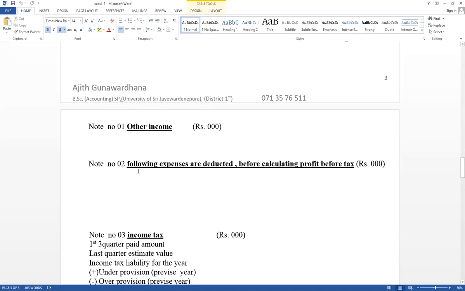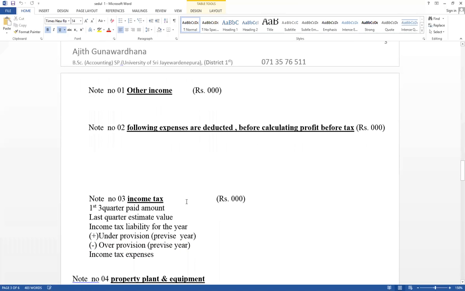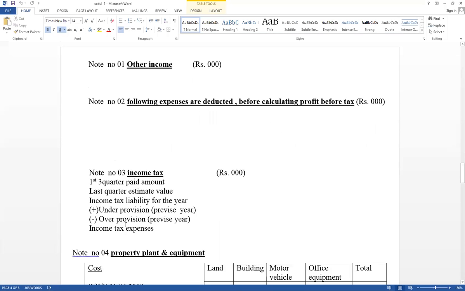Like that, important expenses for decision making should be included under note number 2. No need to calculate the total value, and no need to include all the expenses. And you have to prepare a separate note for income tax also. Income tax, I have discussed how to adjust.